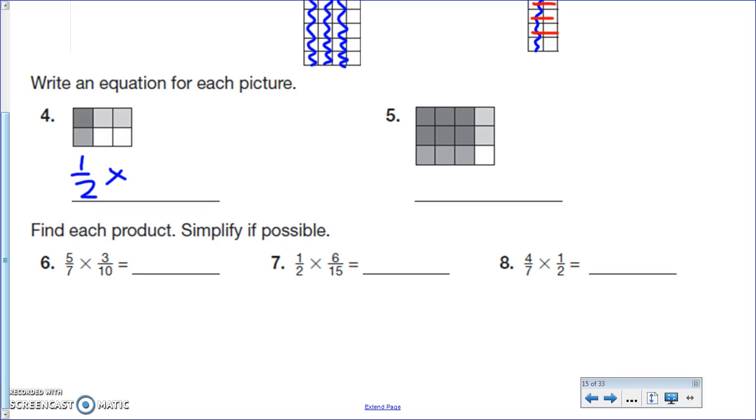Times, we have 1 of our 3 columns sheeted in, so that's 1/3. And then we have 1 square double sheeted out of 6, so our answer is 1/6. For 5, we have 2 of our 3 rows sheeted in, so we have 2/3. Times 3 of our 4 columns, which gets us 3/4.